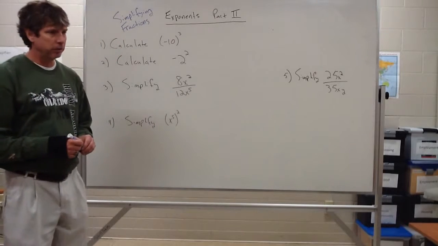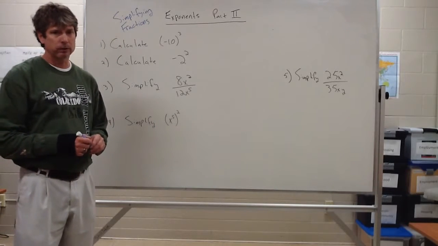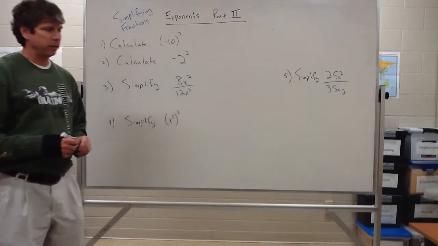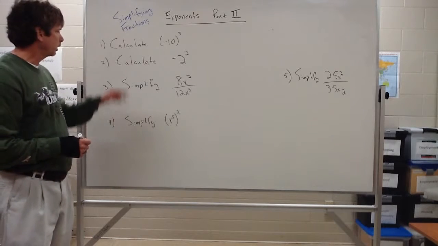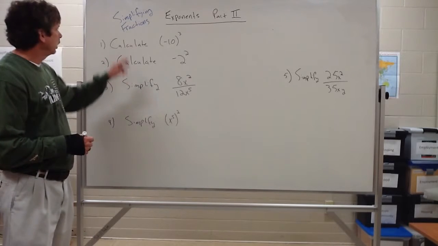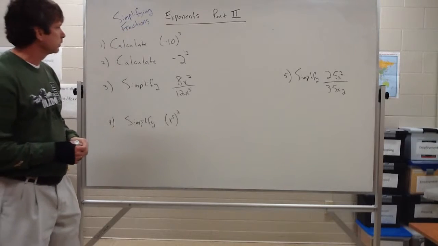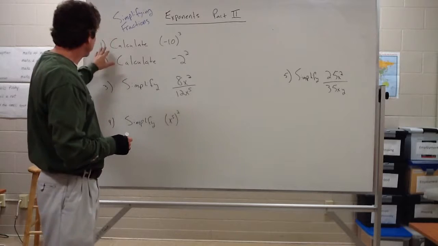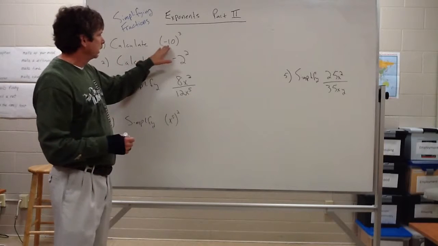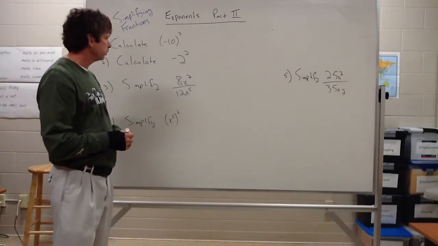Today we're going to continue to build on our lesson of exponents. We're going to do a couple of things. One is just calculating some expressions, and another thing we're going to look at is simplifying some algebraic fractions. So let's start with this first example. We want to calculate negative 10 to the third power.